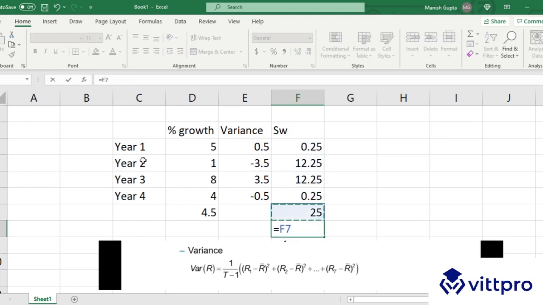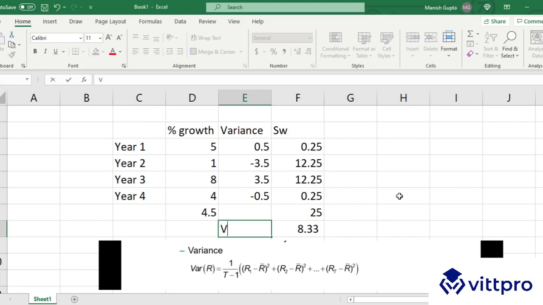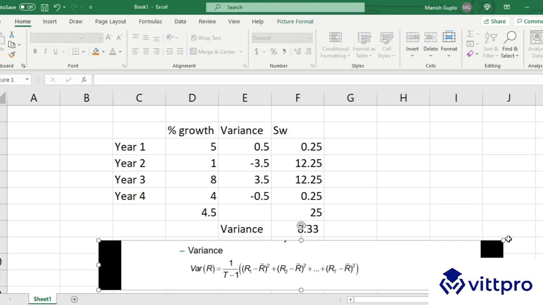T minus 1 is the number of entries. So here the number of entries is 4, so we need to divide by 3. So your variance is 8.33. This still does not give you how volatile the stock is. To get the volatility of the stock, we need to take a square root of this. So this is called variance, and then there is another formula called standard deviation.